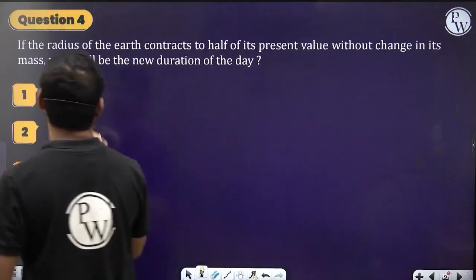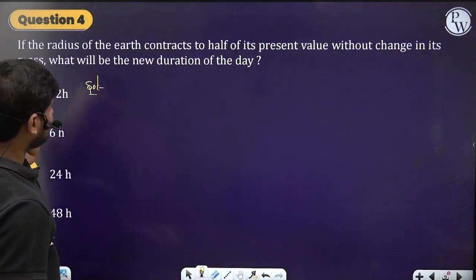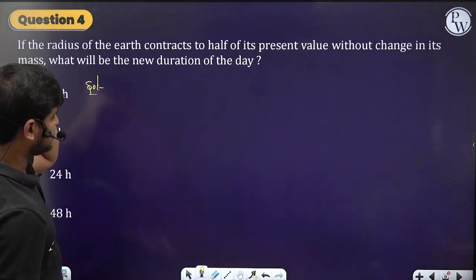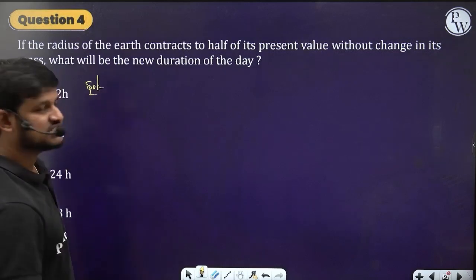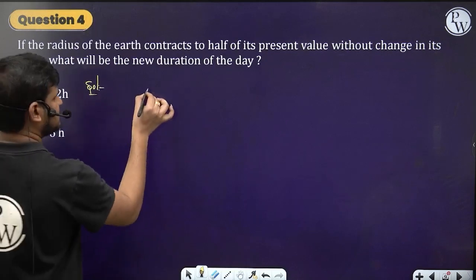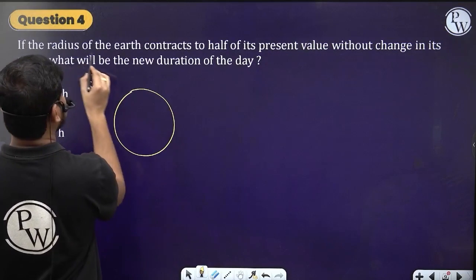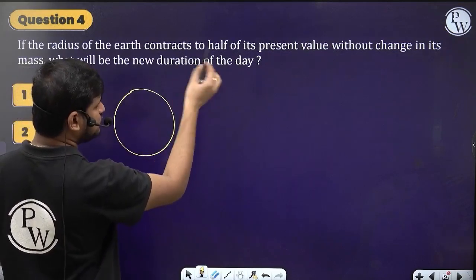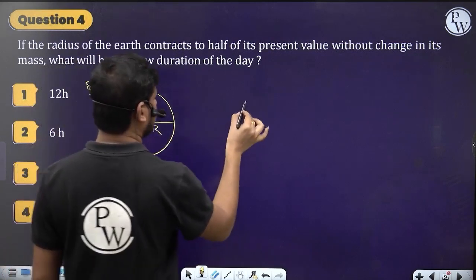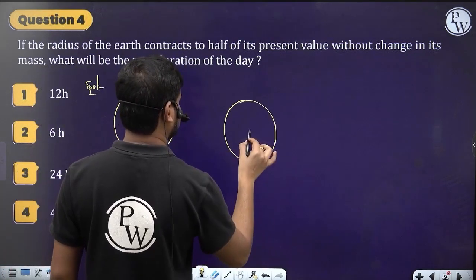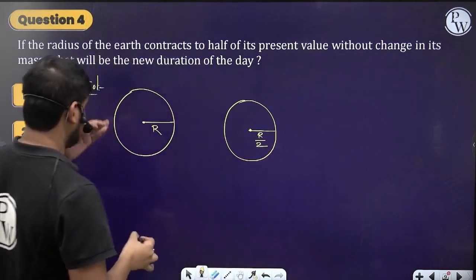So let's go for the next question, guys. What does the question say here? If the radius of the earth contracts to half of its present value, without change in its mass, what will be the new duration of the day? See here, this is the earth. The radius of the earth contracts to half of its value. Let's suppose initially it is r. Now here its radius has contracted to r by 2. So then what happens here?